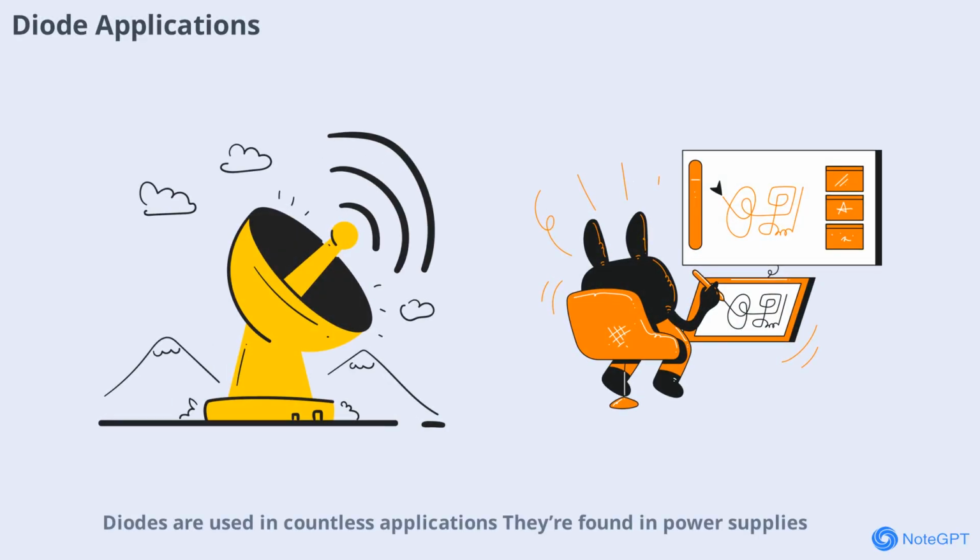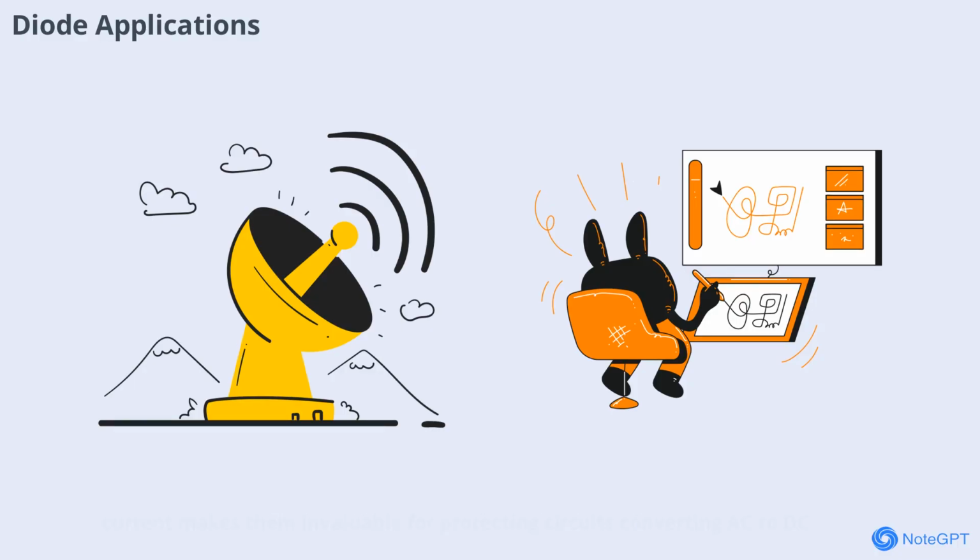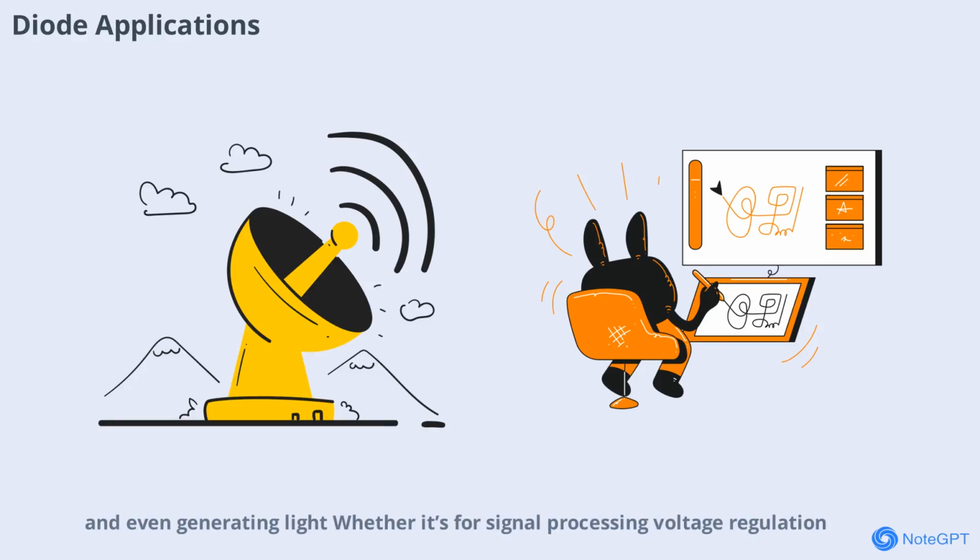Diodes are used in countless applications. They're found in power supplies, radios, televisions, computers, and even in your car. Their ability to control the direction of current makes them invaluable for protecting circuits, converting AC to DC, and even generating light. Whether it's for signal processing, voltage regulation, or light emission, diodes play a critical role in modern technology.